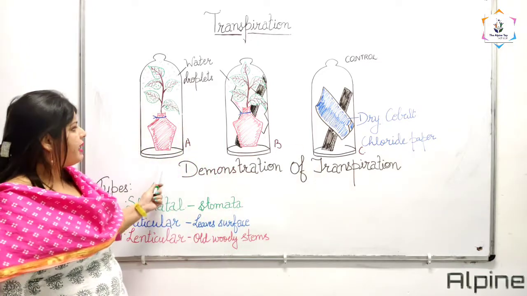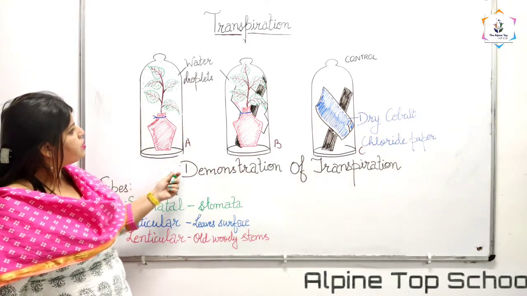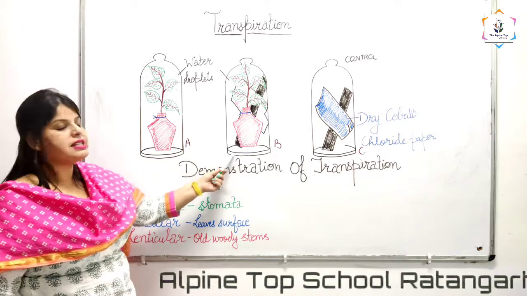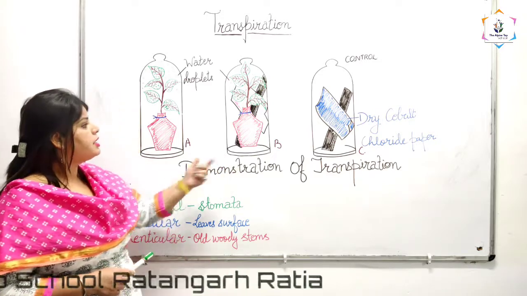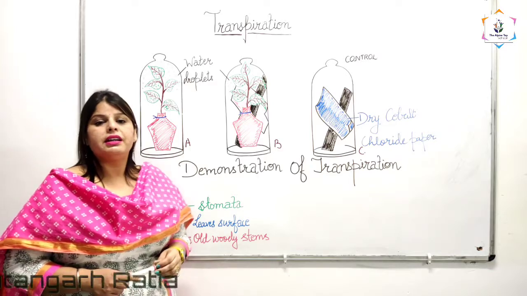So there are visible changes in the A and B setups. From that we can conclude that transpiration is actually clearly visible in the plants.